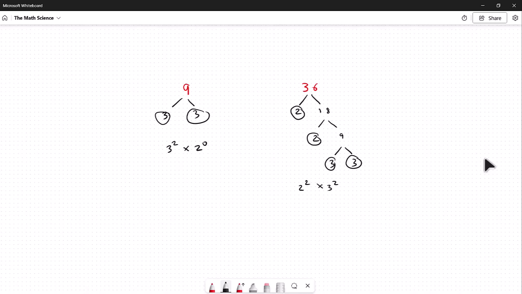Now we are going to pick the lowest power from both the sets here. So here we have 2 to the power of 0 and 2 to the power of 2, so we pick this one, and here we have 3 to the power of 2 and 3 to the power of 2, so we can pick either one. So we're just gonna pick these two. So this just becomes 3 times 3 is 9, 2 to the power of 0 is 1, so this just becomes 9. So HCF of 9 and 36 is 9.